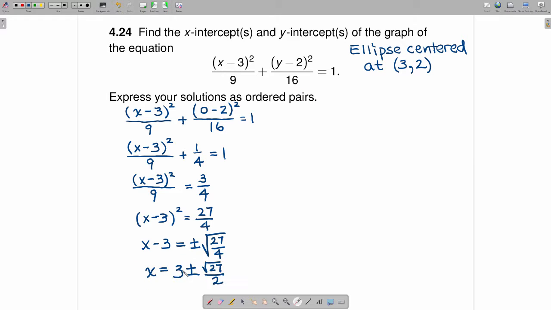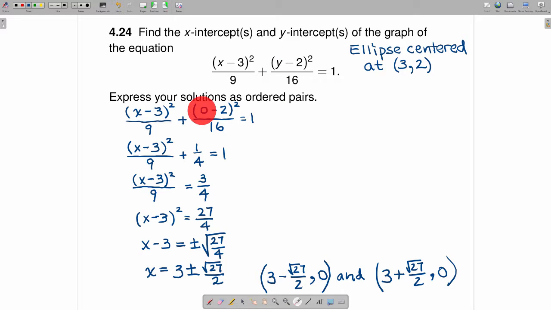Now, up in the problem it says express your solutions as ordered pairs. We've got 2 different x values here, so the x-intercepts will be the first one of those, which is (3 minus the square root of 27 over 2, 0). That is one of the x-intercepts. And here's the other x-intercept. It is (3 plus the square root of 27 over 2, 0). So those 2 right there are my x-intercepts, and I found those by setting y equal to 0.